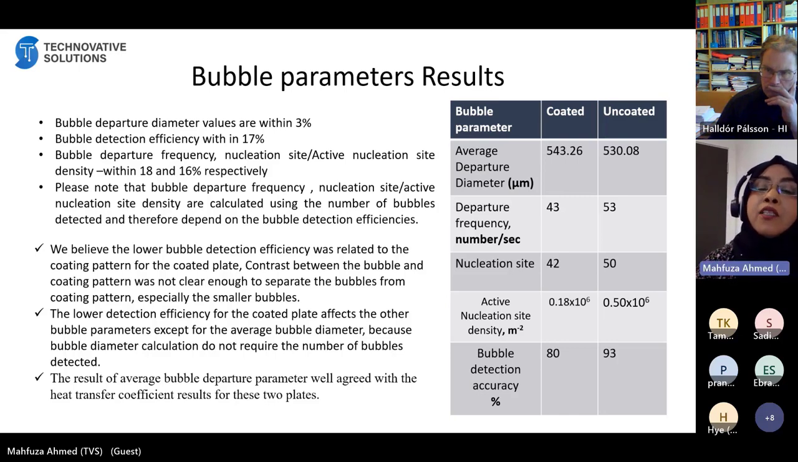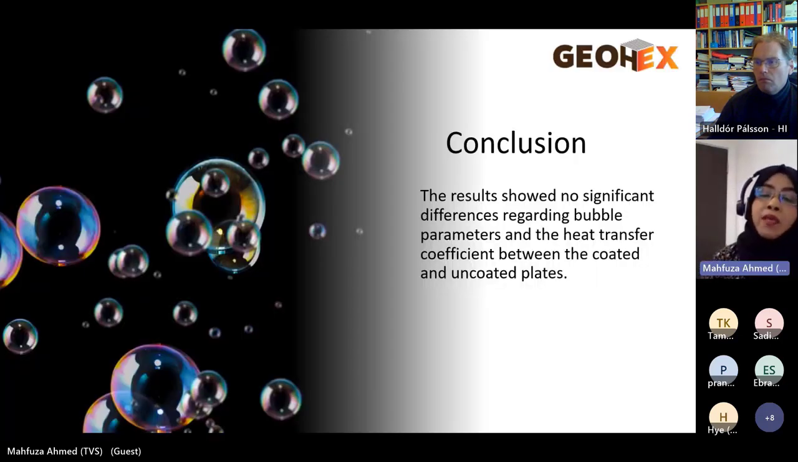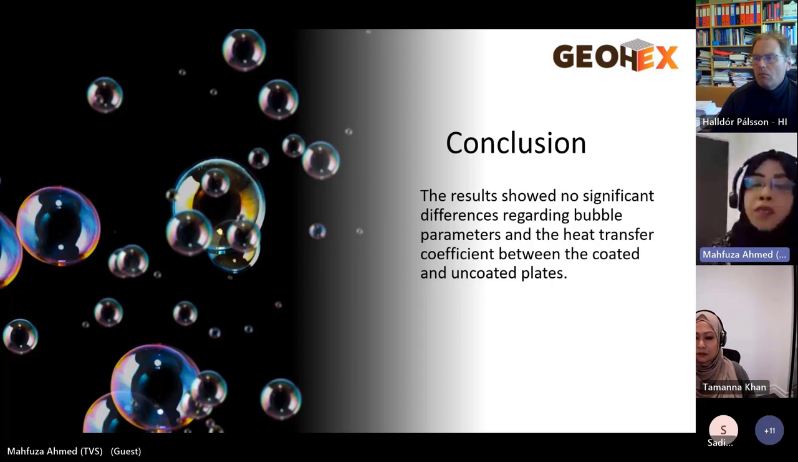So if we consider the heat transfer performance for the coated and uncoated plate, as Halldór mentioned, there isn't any significant difference between them with respect to heat transfer coefficient. And we are also seeing that the bubble departure diameter is identical, within just 3%. And if you consider that these values were underestimated, obviously there are more bubbles than the code was able to detect. Because of the contrast, it was not possible to detect all the bubbles. So considering these two results, the bubble diameter and the heat transfer performance, we can conclude that there isn't any significant difference between the coated and uncoated plate with respect to heat transfer performance and the bubble parameters.